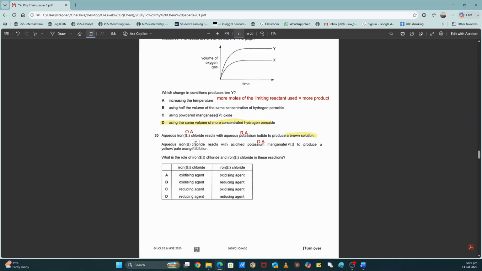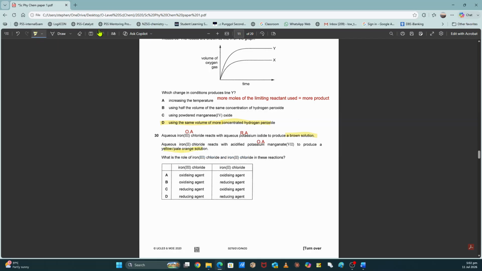Not OA. That's all. Look at the second one. Aqueous produces pure yellow. That means this is purple in color, and then a pure yellow-orange solution is formed. Now you don't have to know what it is, but you can say that a reaction is formed. Something is formed, right? How do you know something is formed?